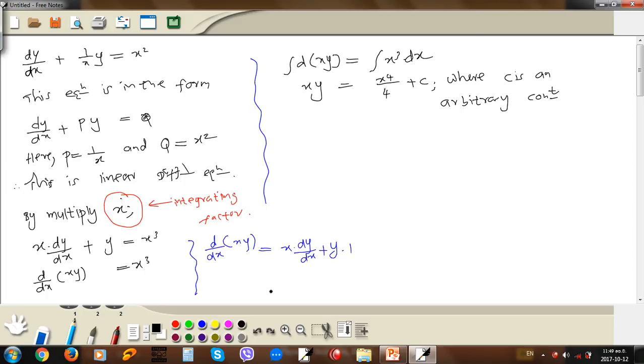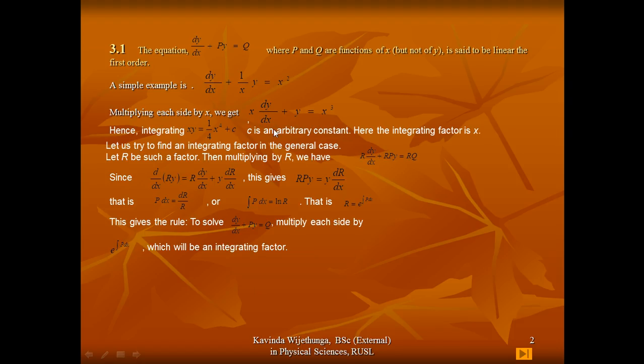There is a method to find the integrating factor, which we will discuss next. Now we simplified this one, and by integrating we got xy equals 1/4 x to the power 4 plus c, where c is an arbitrary constant. Here x is the integrating factor. Let us try to find the integrating factor for the general case.